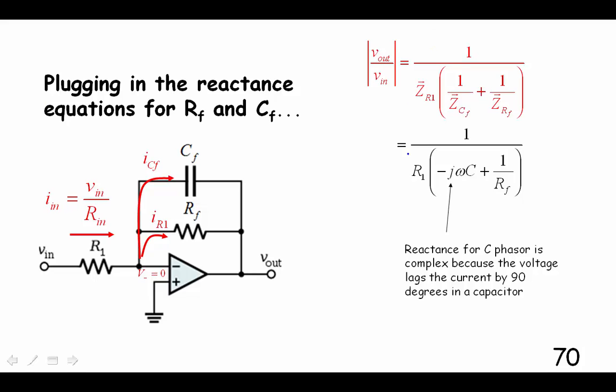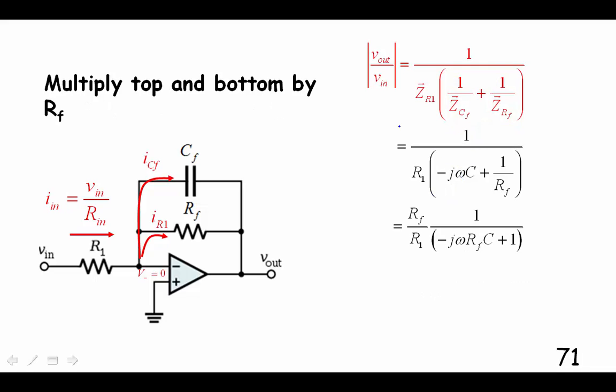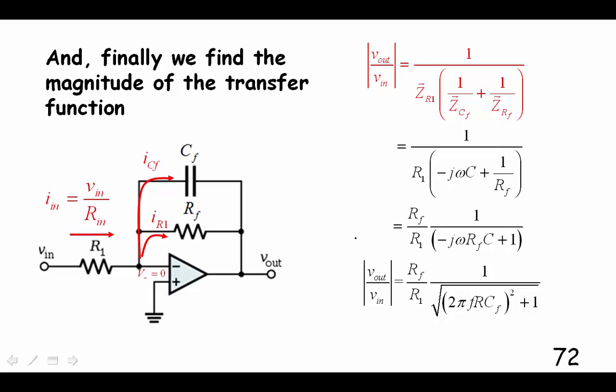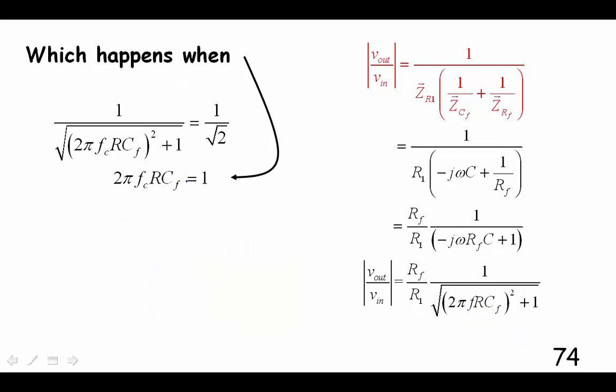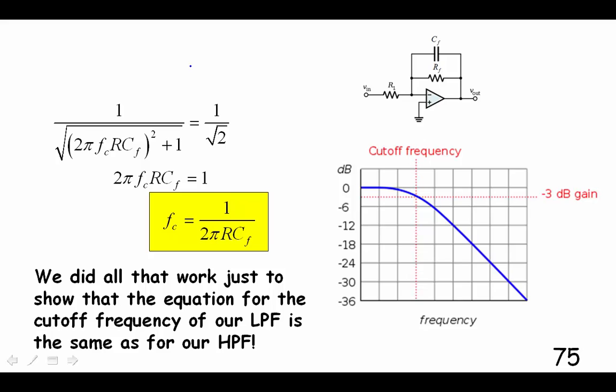Since these two terms are vectors, oh, look at this, I'm using complex notation. You know how to do that with phasors. So there I just multiplied top and bottom by RF. And now taking the magnitude, we get the magnitude of the transfer function is this. Now this is going to be 1 over the square root of 2 when this term right here is equal to 1. See that? Then we have 1 plus 1, and we get 1 over the square root of 2.